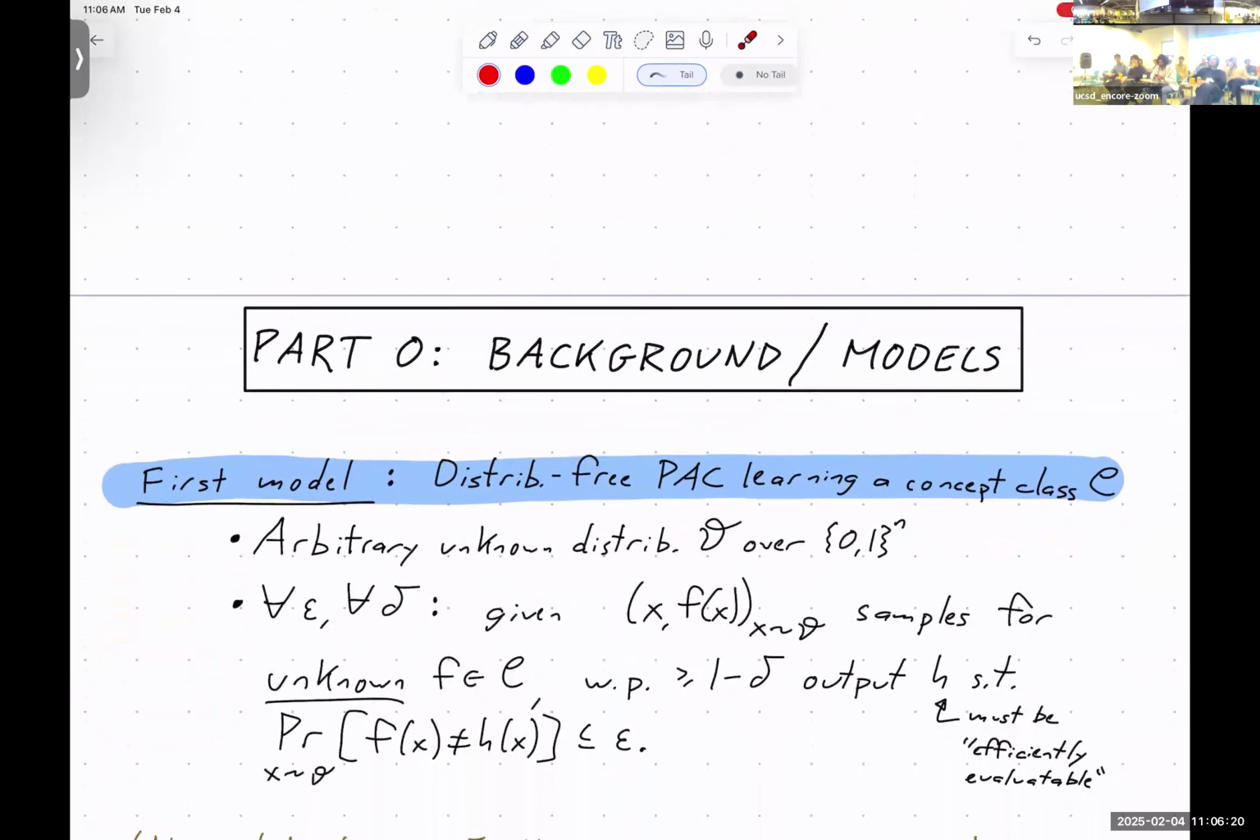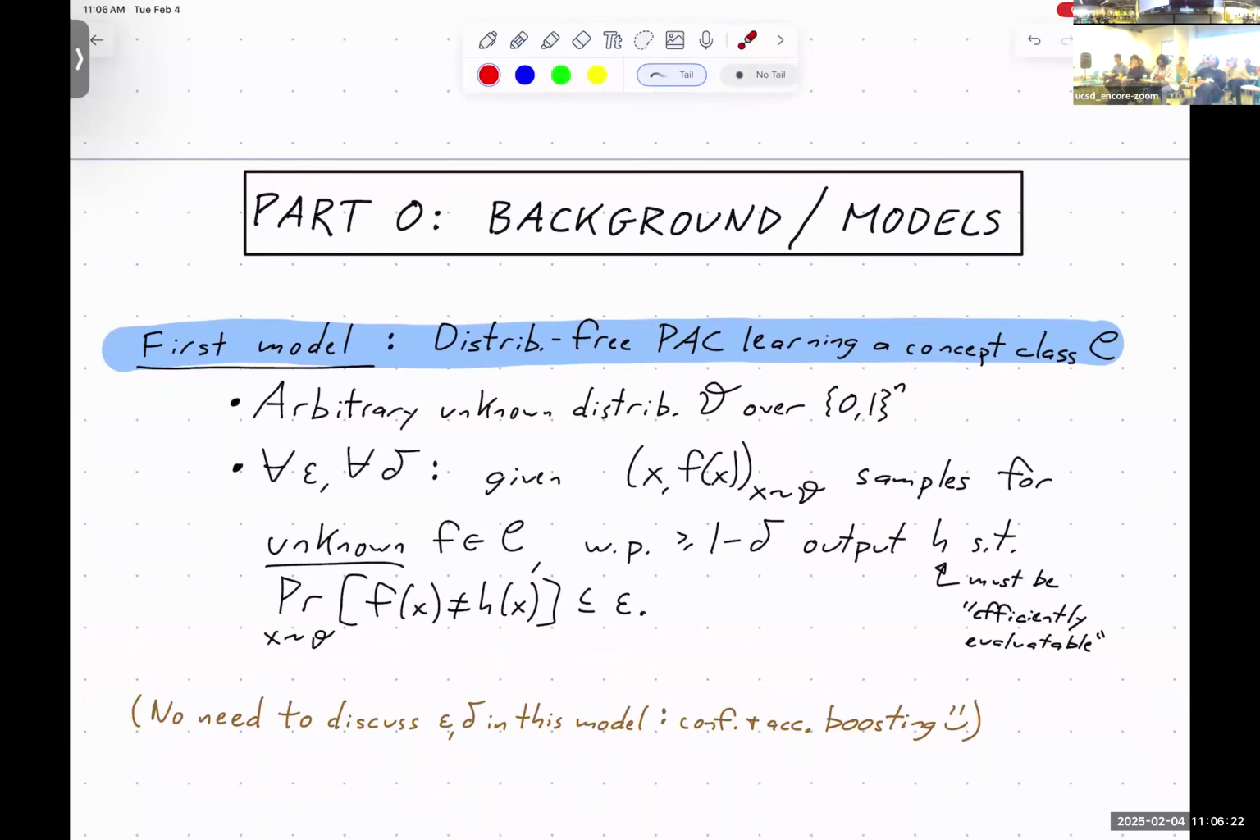Good. All right, so let's get into it a little bit. The first model that I want to tell you about is the so-called distribution-free PAC learning model for PAC learning a concept class.